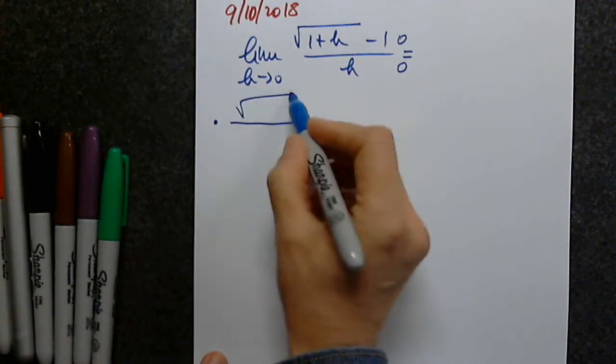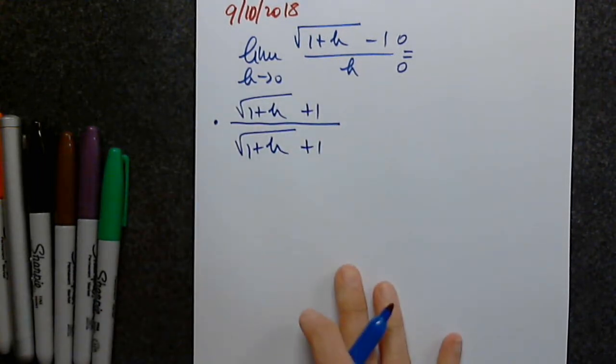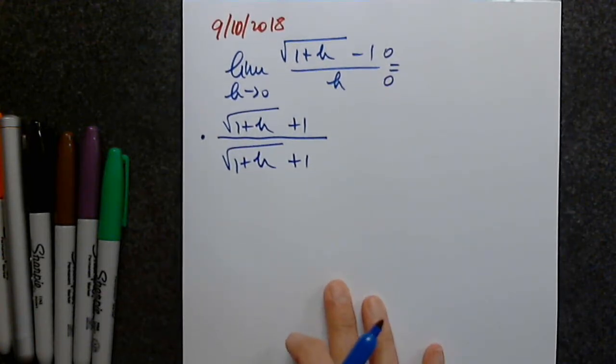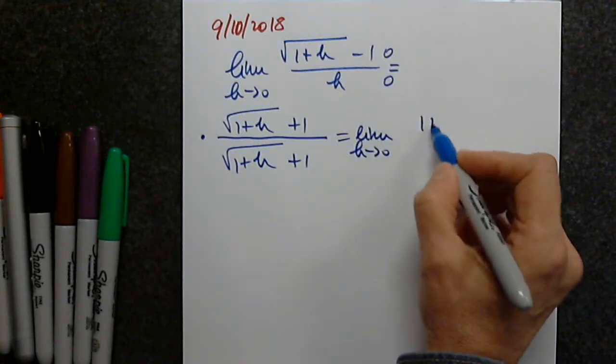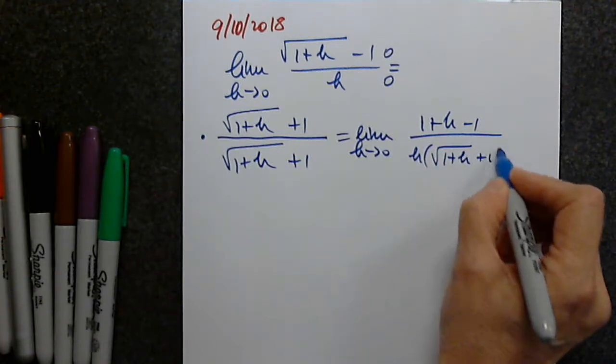The square root of 1 plus h, plus 1. So do I have to continue? Is this good enough? Do I have to finish it? If you say yes, I'll finish it. Okay. So this is the limit as h approaches 0 of 1 plus h minus 1, over h times the square root of 1 plus h, plus 1.